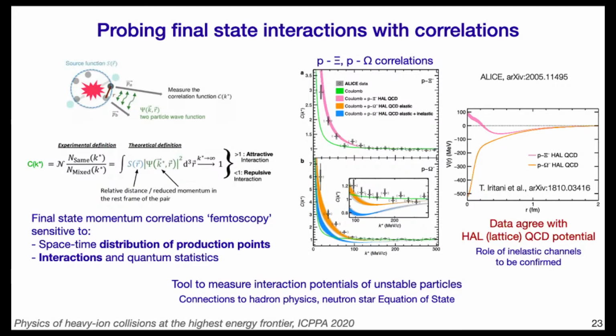And here you see two results in that category. The data points are these correlation functions, and the lines are predicted correlation functions with different interaction potentials. We see that these measurements are very close to expectations from lattice QCD. So this allows us to test lattice QCD calculations of these interactions in the hadronic state.